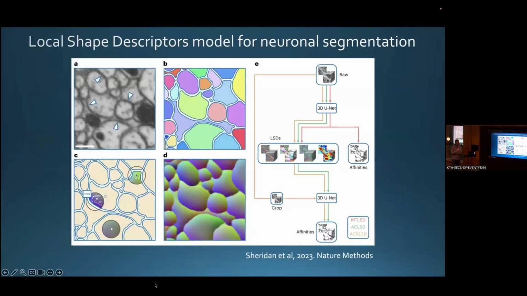Also, instead of manual reconstruction, we're now implementing automated techniques. This is a pipeline called local shape descriptors, where a couple of different 3D UNets interact with each other to pull out different features about the shapes of neurons in this raw data, as you can see up here. This allows you to actually segment out the neurons in 3 dimensions. So this is what we're doing now.